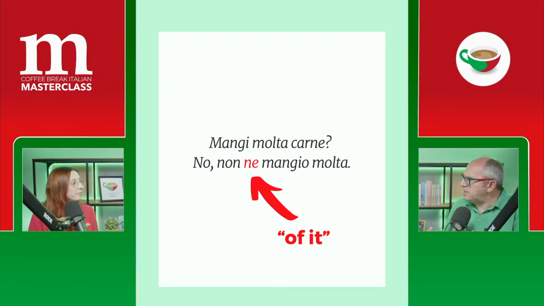Yes. So can we say "non la mangio"? Yes, you can say this, but in this case, we are asked about how much, basically. Mangi molta carne, so do you eat much meat? So if you say, no, non la mangio, this means I don't eat meat. But we are saying here something different. I don't eat much of it. So it's just a different kind of information that we want to give. Yeah, good. Okay. So far, so good. Hopefully everything is making sense.